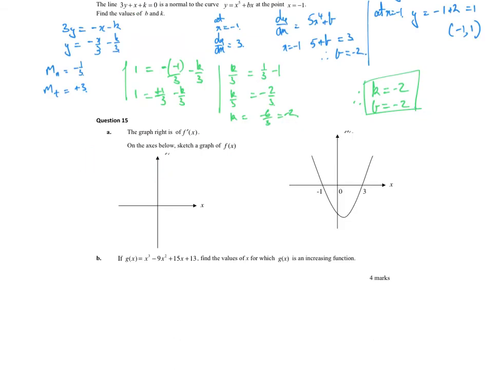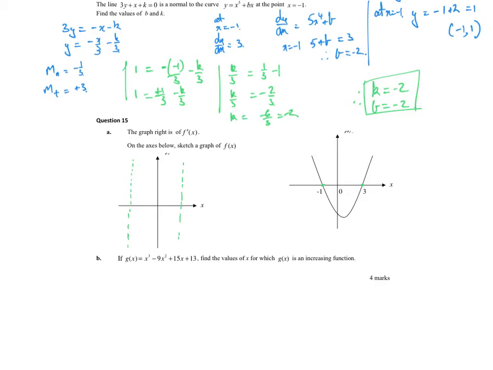Continuing on, the graph of f dash of x is on the right. On the axis below, sketch the graph of f of x. So that's where f dash of x is 0. Where does f dash of x equal 0? They're at turning points. So if I just do some loose dotted lines here, they're not asymptotes. All I know is that my turning point is along there somewhere.